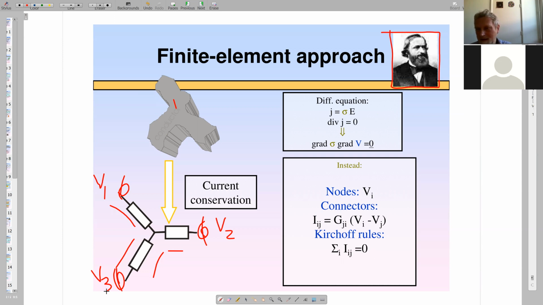Let us recall it a little bit. One has to use Kirchhoff rules. The currents through each connector are given by corresponding conductances and differences of voltages at each conductor. So they are known for each element, but not for the whole circuit. What to do? One has to implement a current conservation.